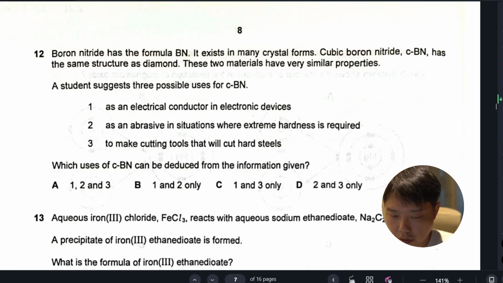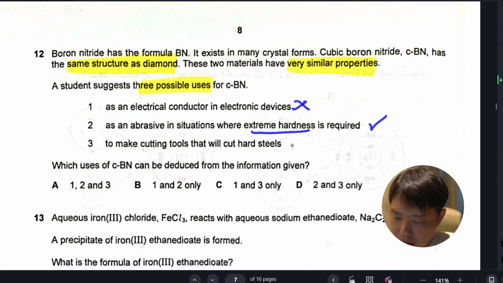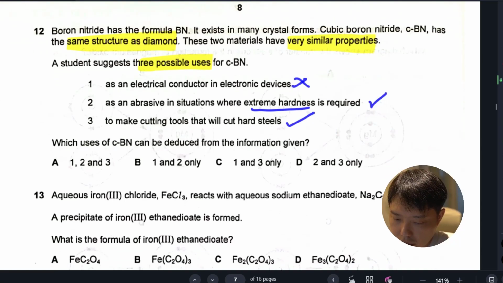Alright, for question 12, they say that boron nitride has the same structure as diamond, and they have very similar properties. So a student suggests 3 possible uses. First use, electric conductor, no, because diamond is not a conductor. So we're going to cross that out. As an abrasive, where extreme hardness is required, diamond is extremely hard, yes. To make cutting tools that will cut hard steel, yes. Sure. So our option is D only.